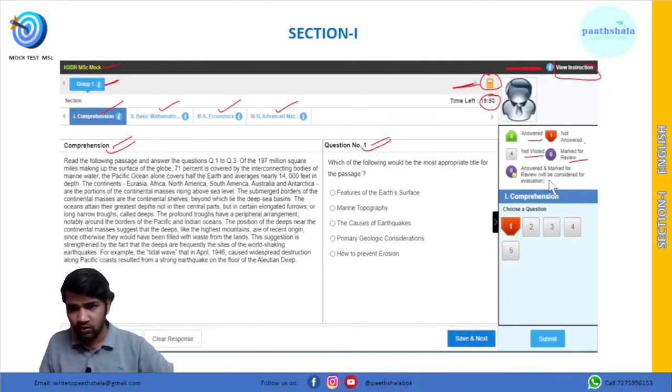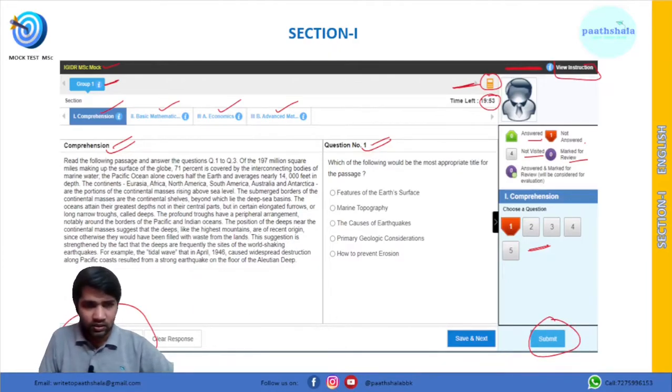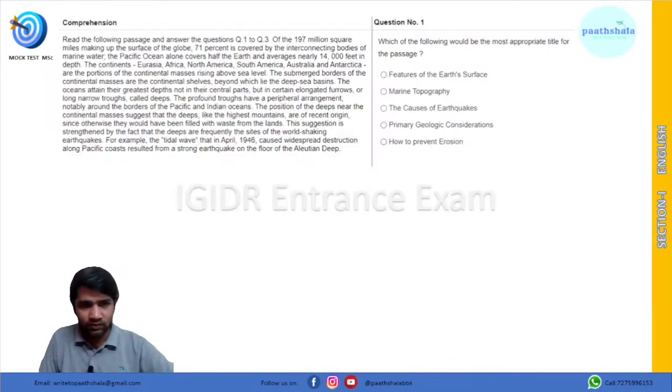Remember this thing: if you have answered and marked for review, it will be considered for evaluation. In this palette you can see the number of questions available. This option is for mark for review and next, this is for clear response, then this is save and next, and at the end you have the submit button. Okay, so now let's look at the first question of section 1.